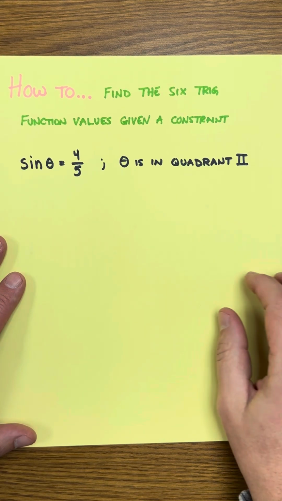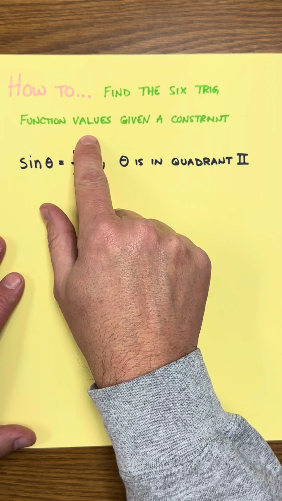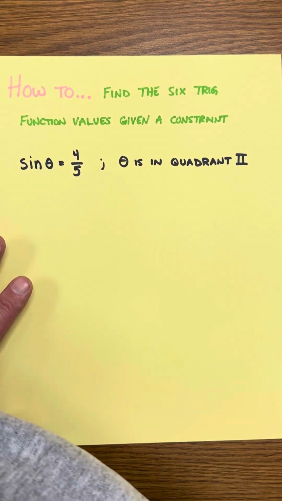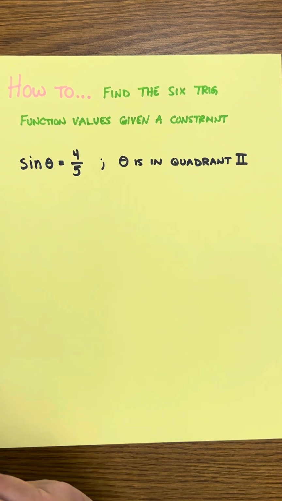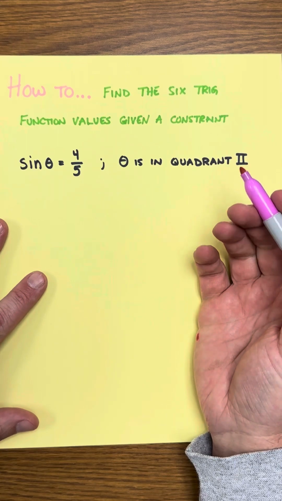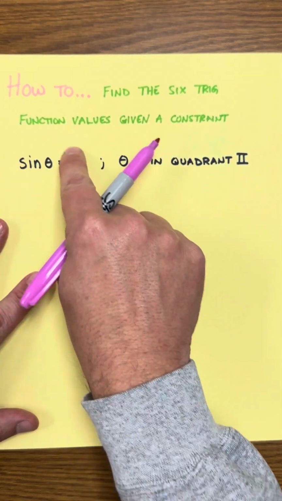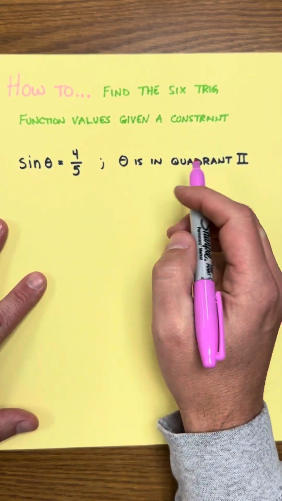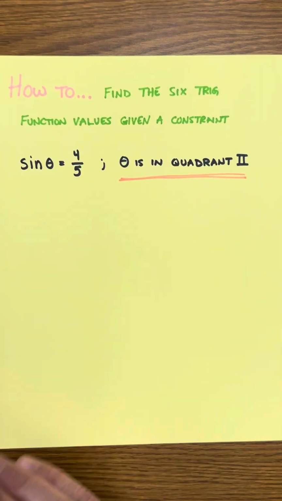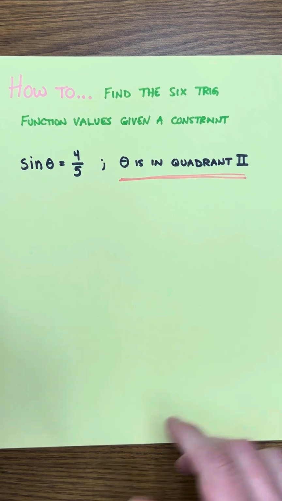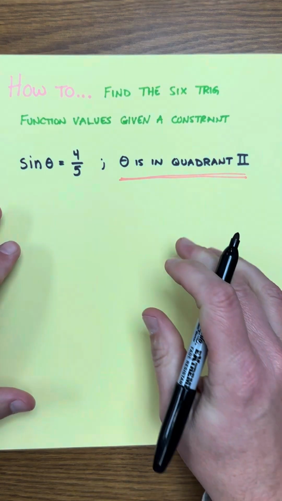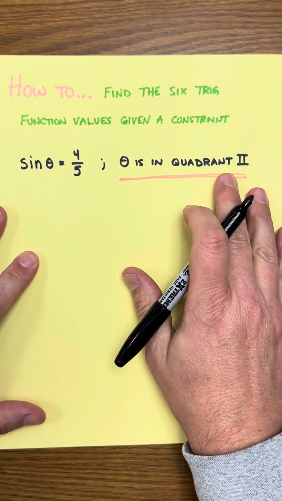In this video, I want to show you how to find the 6 trigonometric function values given a constraint, which is a very common problem that you're going to see in trigonometry textbooks. Typically, in this type of problem, you're given one of the 6 trigonometric function values already, and then over here is your constraint, okay? So I just simply start with the constraint and figure out where I need to sketch my triangle. So this tells me that angle theta is in quadrant 2.